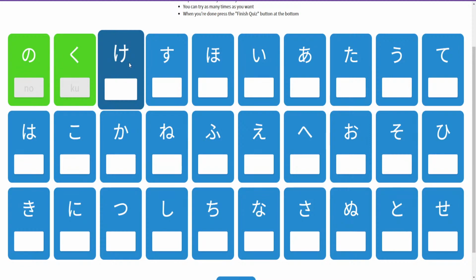The next kana looks like a keg. It's rounded here on the side. Looks like a barrel or a keg. Okay, good job.